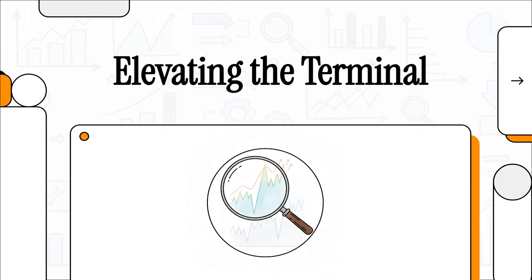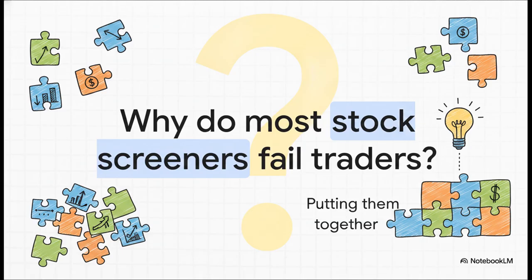Let's get into it. So let's kick things off by asking the core question that drives this entire design philosophy. Why do most stock screeners just fail the people using them? The simple answer is, they hand you the pieces of a puzzle, but they absolutely refuse to put them together. A standard app tells you a stock is oversold, or that volume is dropping, but then it leaves you to do the heavy lifting of figuring out if those facts actually matter when combined. We have to fix that.